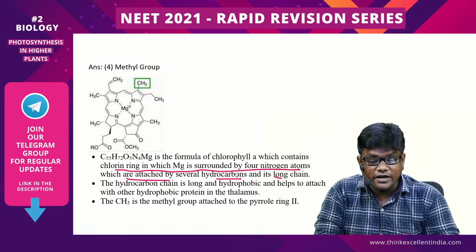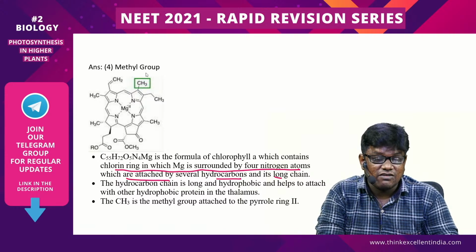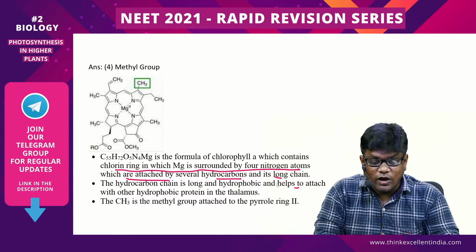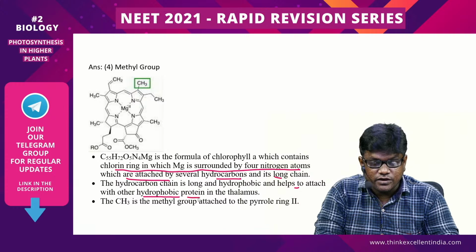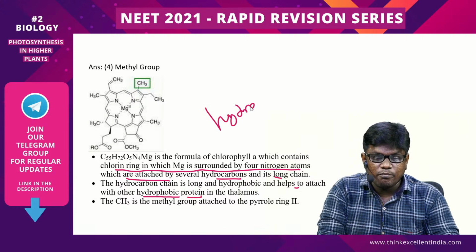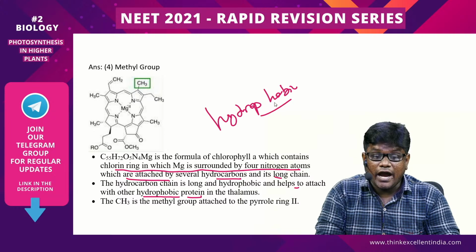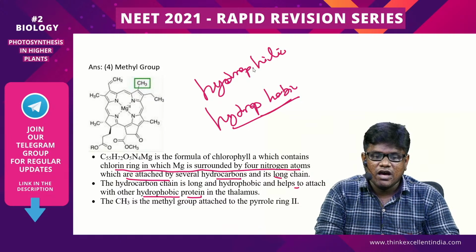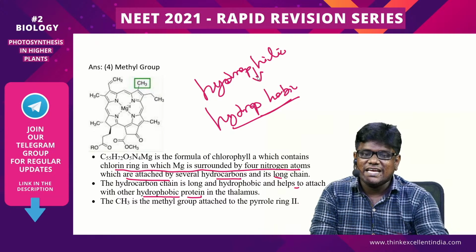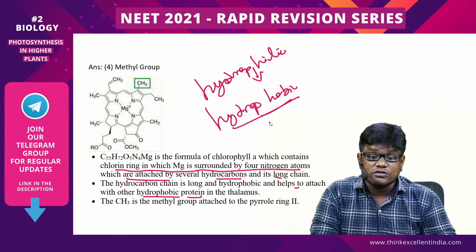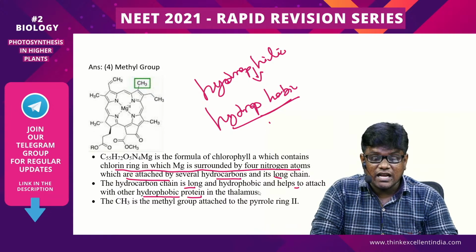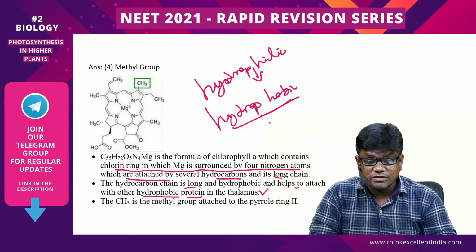Hydrocarbons are attached, so a long chain is created. And here you can see it helps to attach with the other hydrophobic protein. What is meant by hydrophobic protein? There are 2 different types of substances: hydrophilic substances and hydrophobic substances. Hydrophilic means it can easily attach with water molecules, but hydrophobic is not easily attached. So that will be the hydrophobic protein, the protein in the thylakoid region.